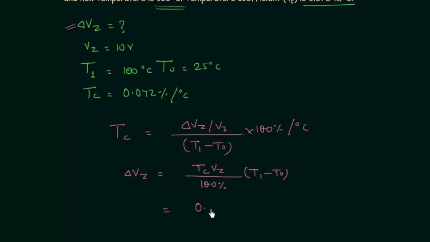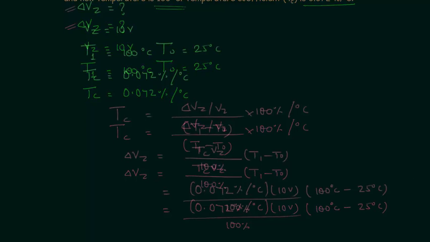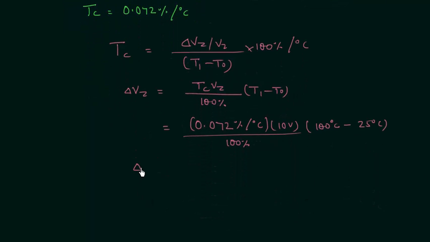Delta Vz is equal to 0.072% per degree Celsius multiplied by 10 volts divided by 100%, and here we have 100 degrees Celsius minus 25 degrees Celsius. And when you solve this, you will find delta Vz is equal to 0.54 volts.